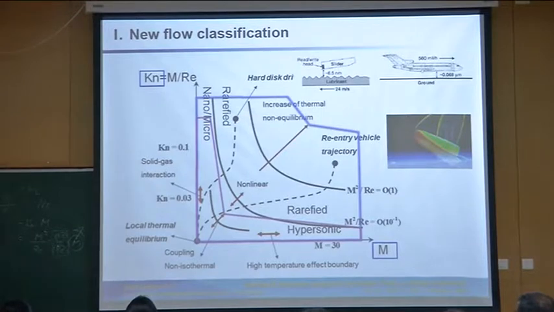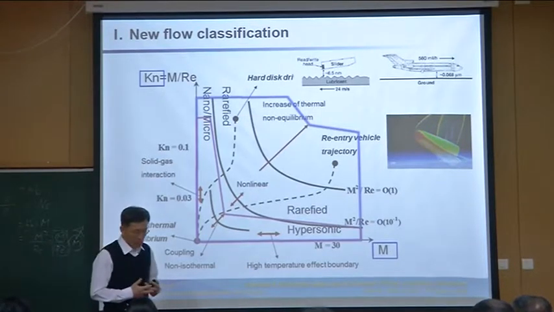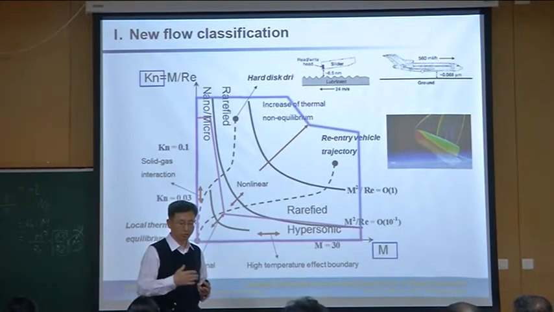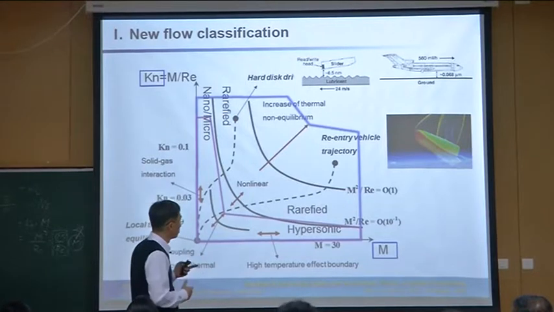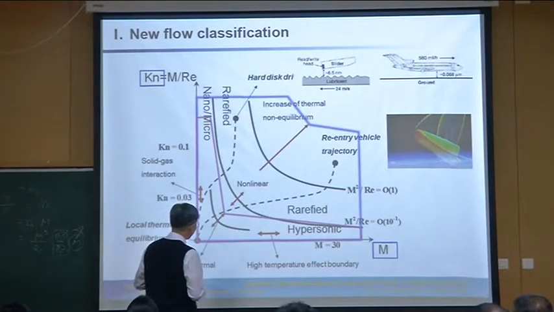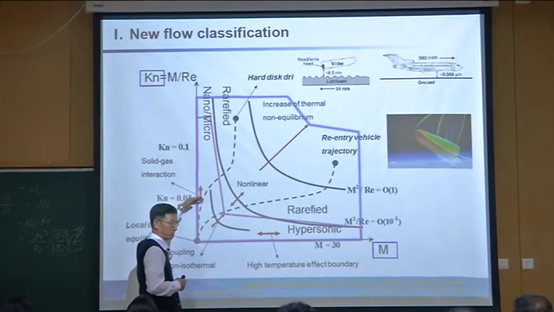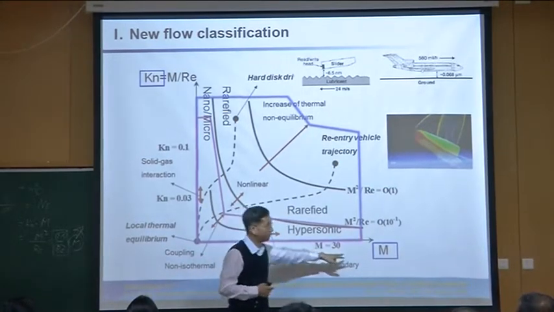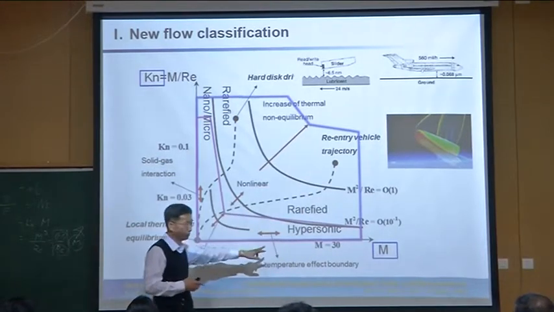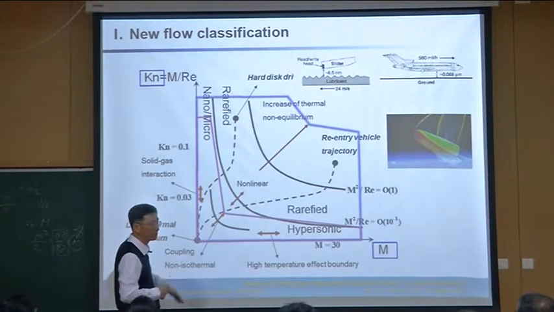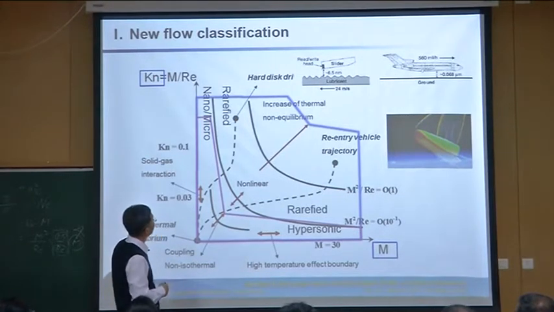So because of that, instead of classifying based on just continuum, slip, transitional, free molecular, this is one way to define the classifications. So I deliberately chose this axis as speed, this as altitude. Because we need two quantities. Altitude is the Knudsen number, high Knudsen number, high altitude. So this is altitude, this is speed.